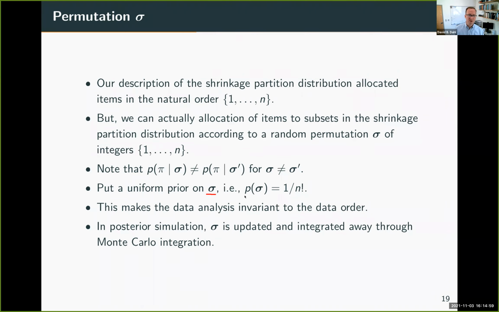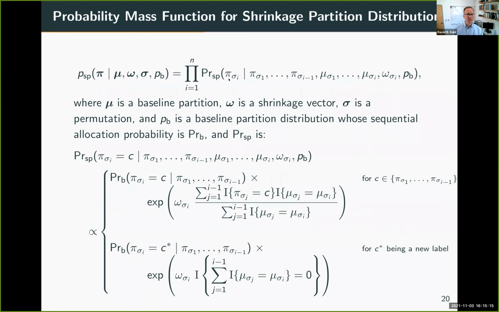We don't know what that value is, and so we put a uniform prior on sigma. It's very simple in MCMC to update the value of sigma, and then we can integrate it away using Monte Carlo integration. Once we introduce sigma, the notation gets a little more complicated. So we now have double subscripts. But the point is that we have these item-specific shrinkage values, which allow us to reward those allocations which are compatible with the baseline partition.